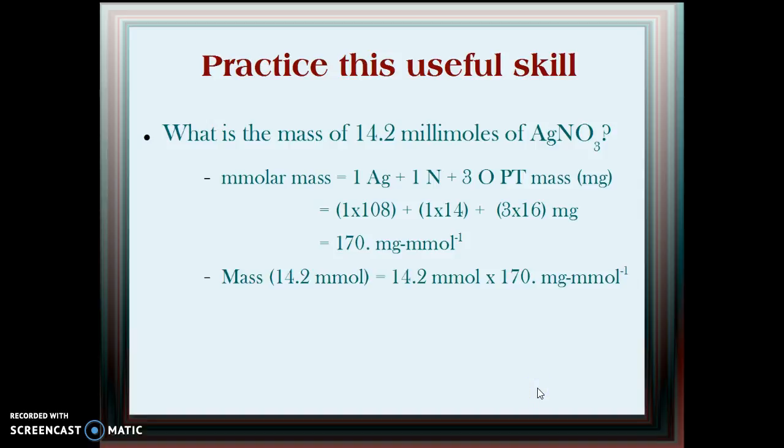We then go to the problem and find the mass of 14.2 millimoles must be 14.2 millimoles times 170 milligrams per millimole, or 2,414 milligrams, which of course is 2.41 grams.